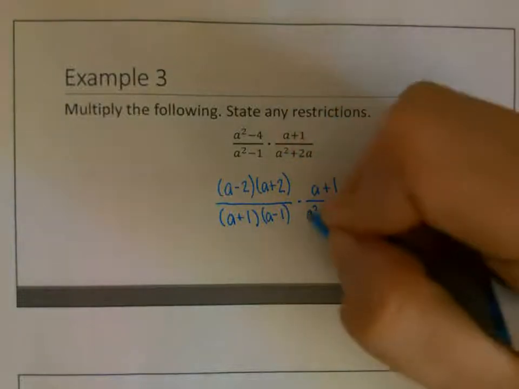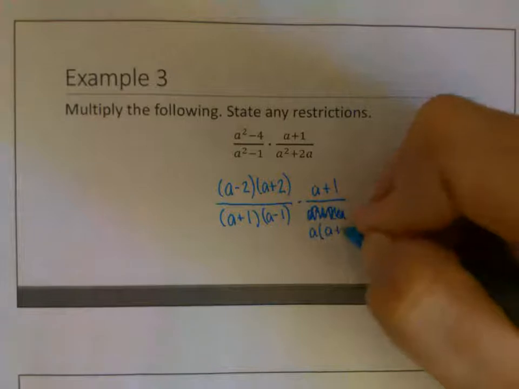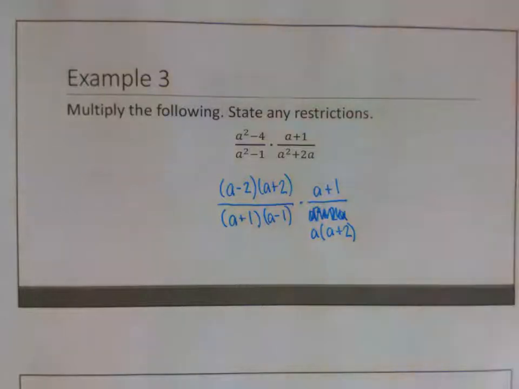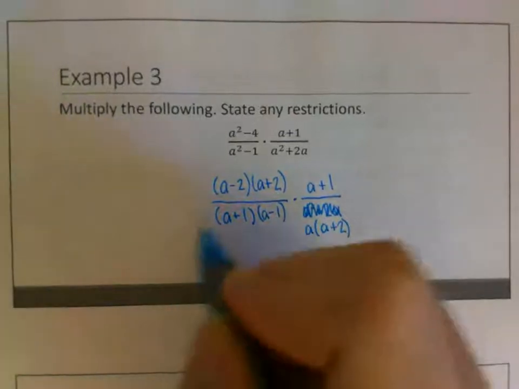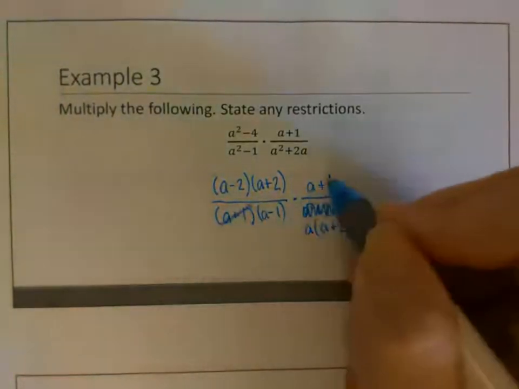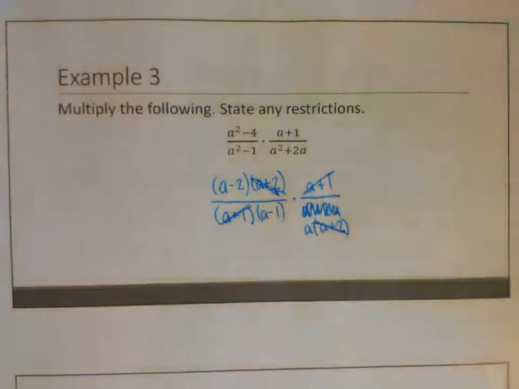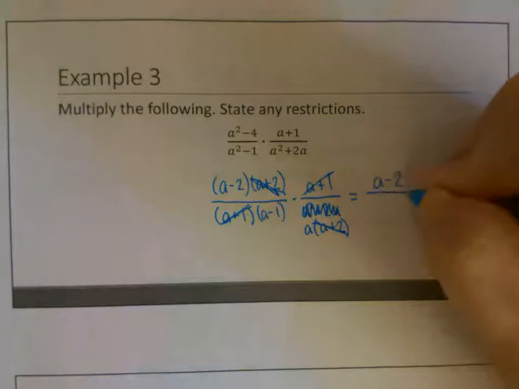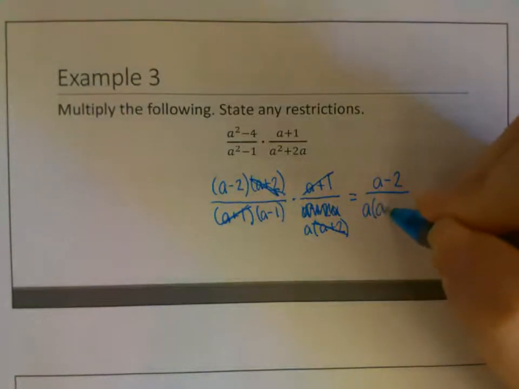I can actually factor out a GCF there, so let's scribble that out. I can factor out a GCF of a, and I'm left with a plus 2. So looking both top to bottom and diagonally, what could I cancel out on this problem? Looking diagonally, I can cancel out a couple of things. I can cancel out the a plus 1's, and I can cancel out the a plus 2's. So what I'm left with in the numerator is a minus 2. And in the denominator, I have an a times a minus 1.